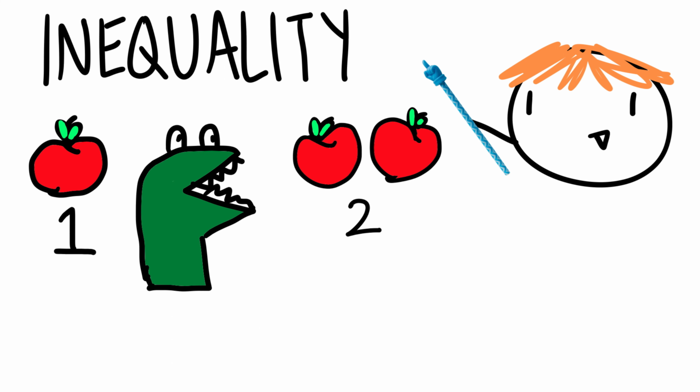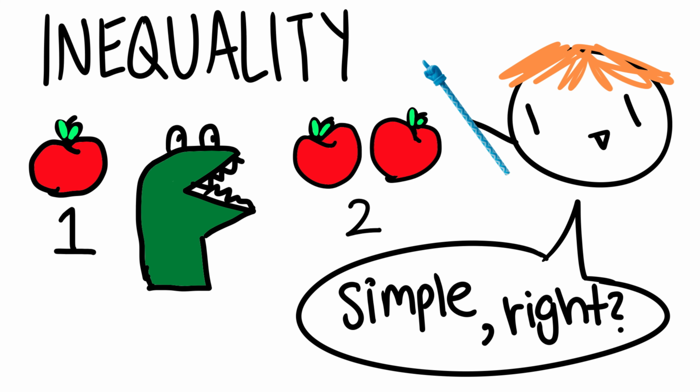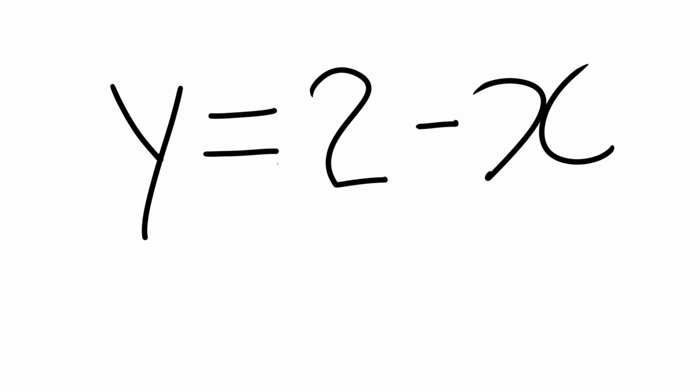So if 1 was on the left side and 2 was on the right side, it would look like this. 1 < 2. Simple, right? What if we added this hungry alligator inside of an equation? If we go back to our function y equals 2 minus x, let's say that y is always less than 2 minus x, then your hungry alligator would always be looking at 2 minus x, because it's greater.